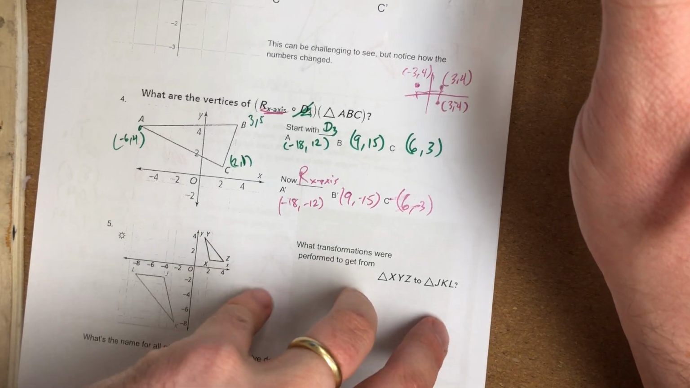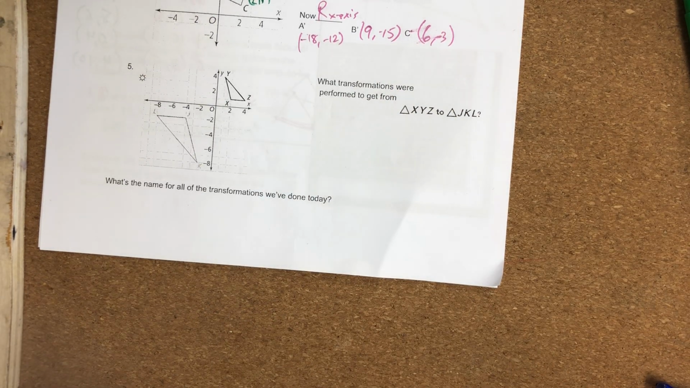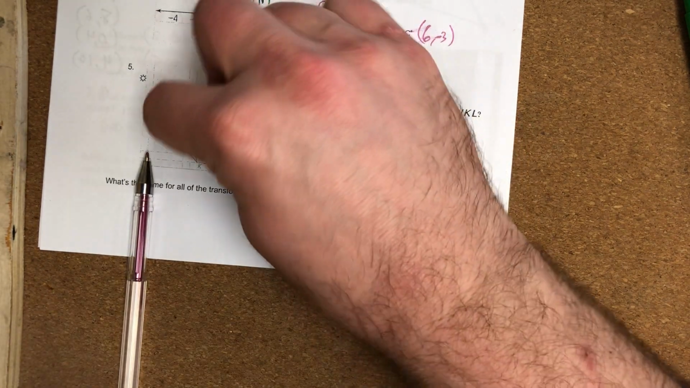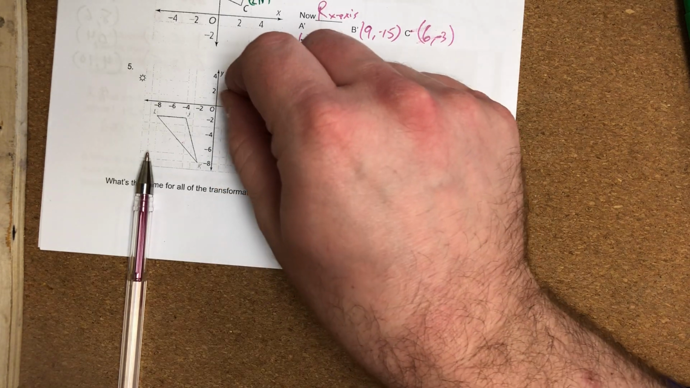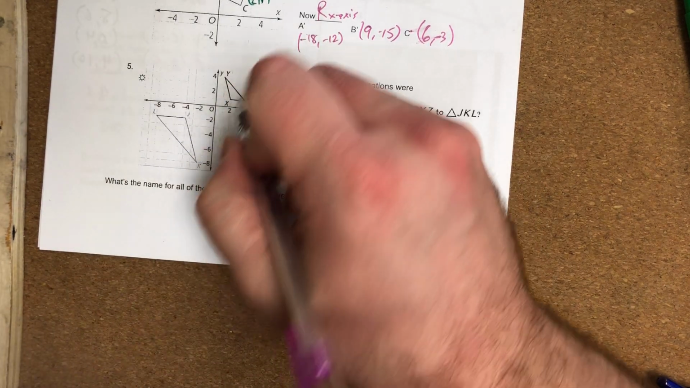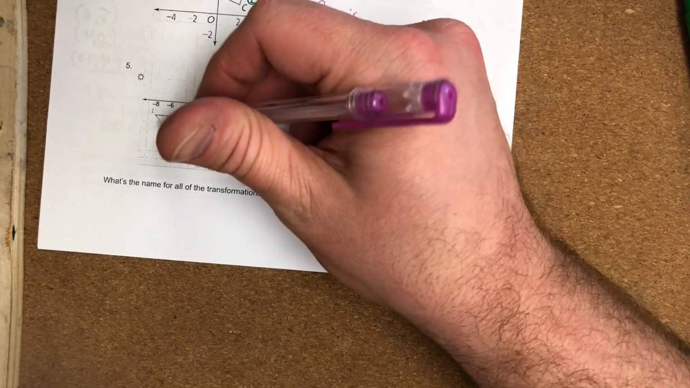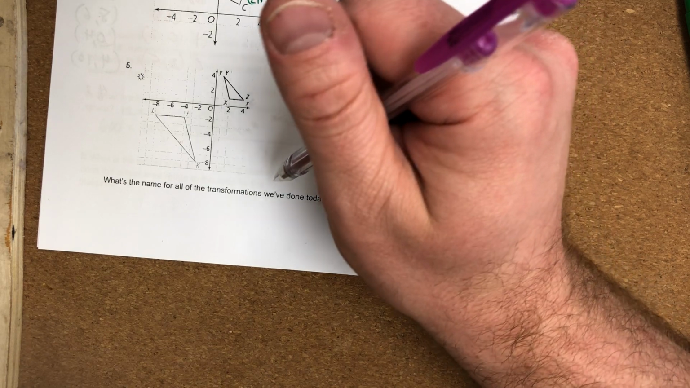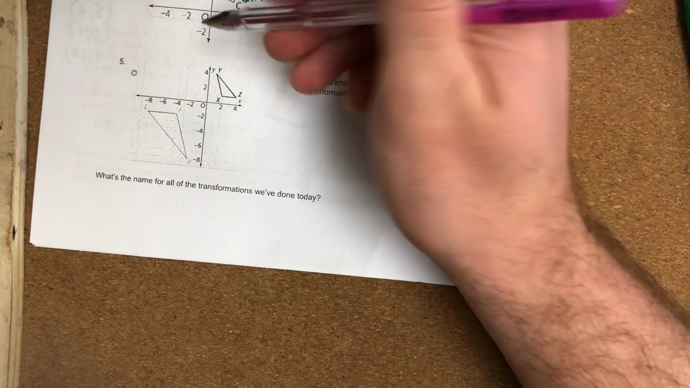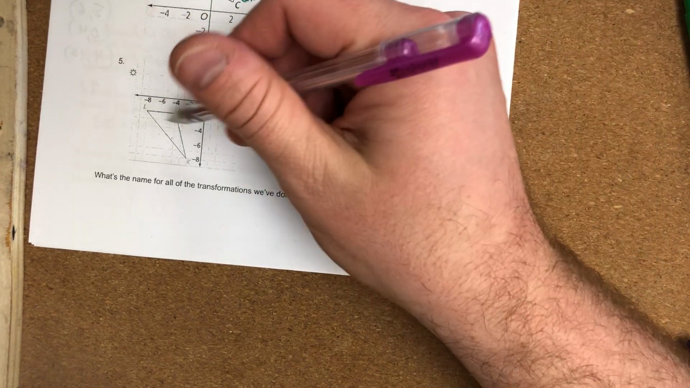So, last question for this one. What transformations were performed to get from here to there, from XYZ to that? Well, there's some options. One option could be that we rotated it. Another option could be that we dilated it, because sometimes when we dilate with a negative number, it'll actually turn the thing inside out. So that's why it might have flipped like that. Let's talk about how I know it's a dilation. It's definitely a dilation because they're not the exact same size. This one is bigger.